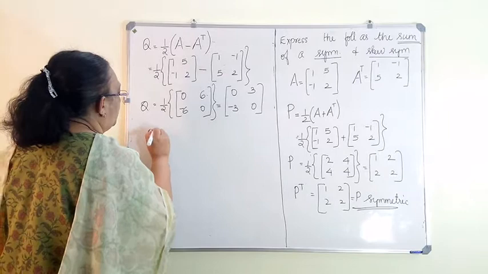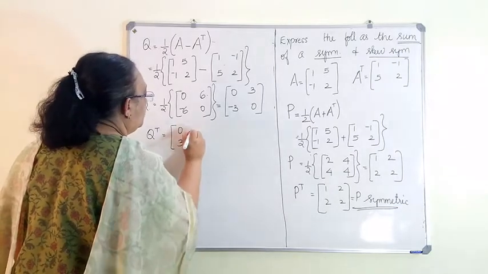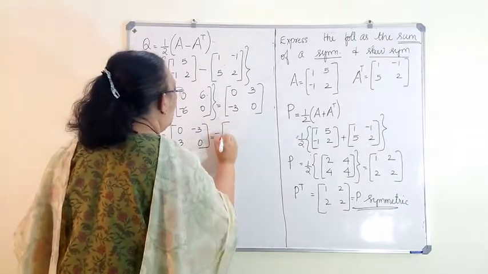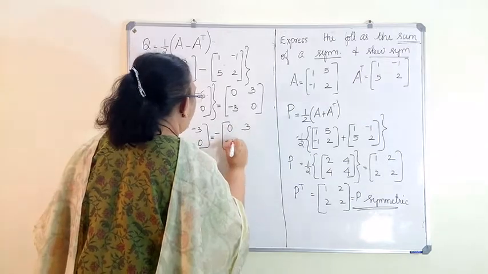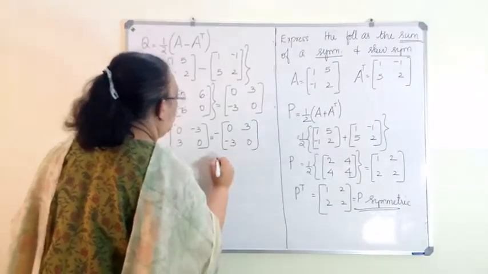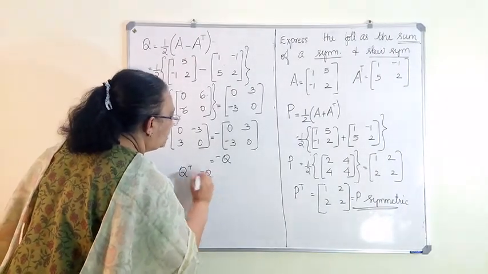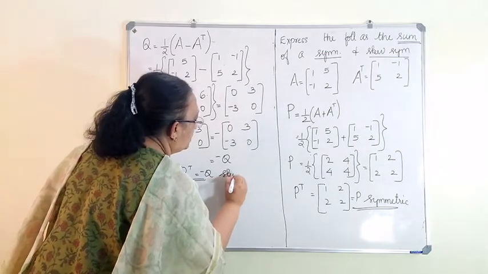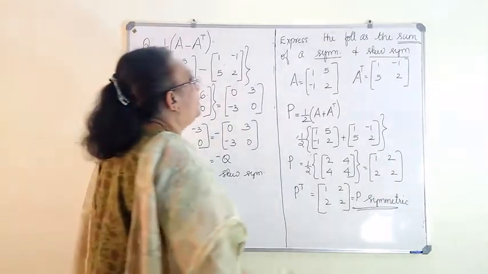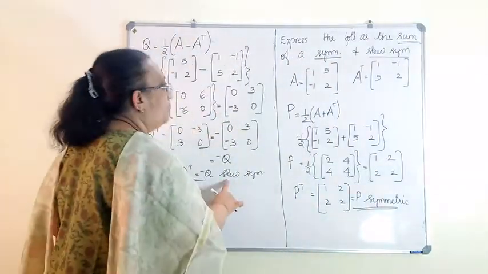Now, Q transpose is equal to 0, 3, minus 3, 0. And this can be written as minus of 0, 3, minus 3, 0, which is equal to, what is this? This is your Q, minus Q. So, you are left with Q transpose is equal to minus Q, which means it is skew symmetric. Now, our problem is not over because we have to show that A is a sum of a symmetric and a skew symmetric matrix.